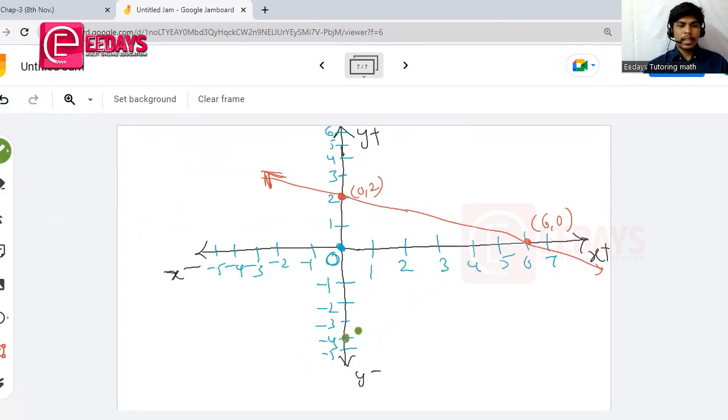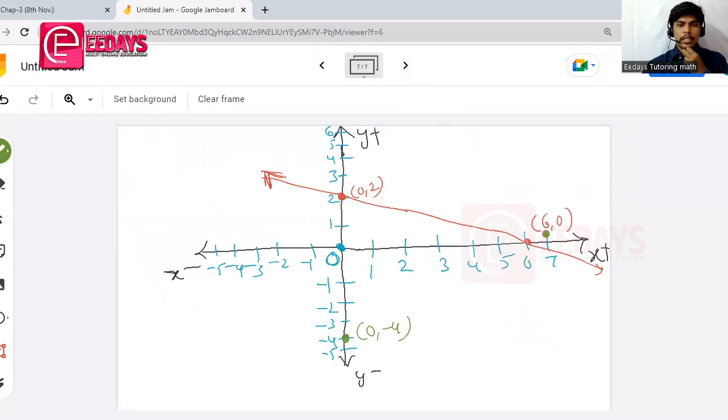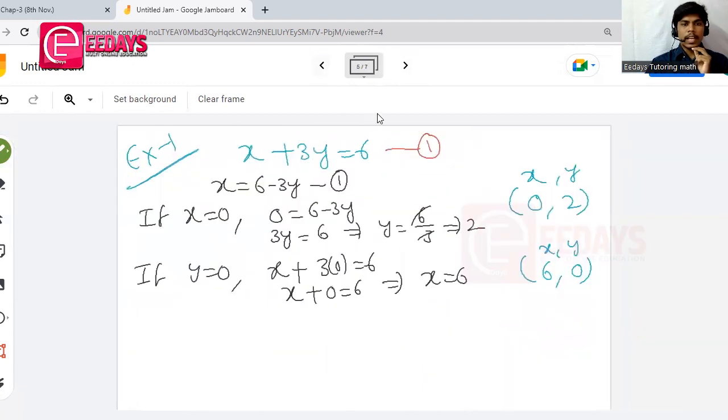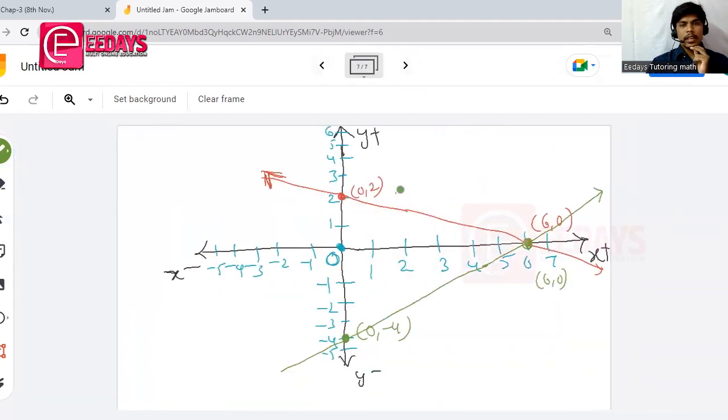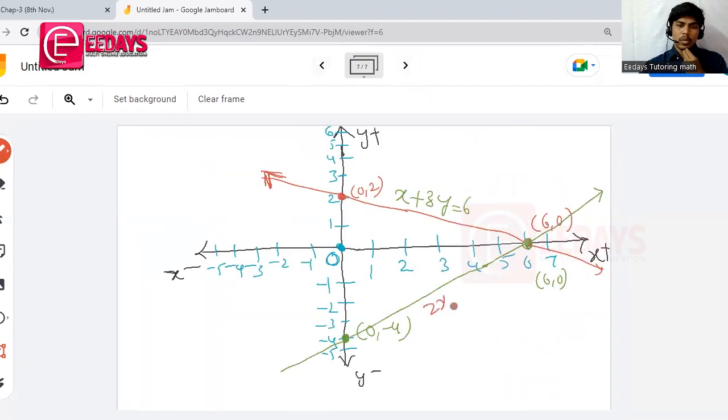So the second line I'm taking as 0, comma minus 4 here, right? Second line values are 0, comma minus 4 and 6, comma 0. We can represent 6, comma 0 again here. Now let's join these two points, just like this. So this first line is x plus 3y is equal to 6. And the second line is 2x minus 3y is equal to 12.